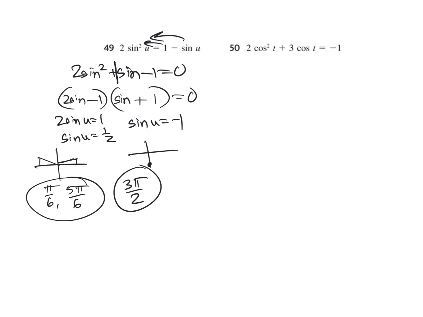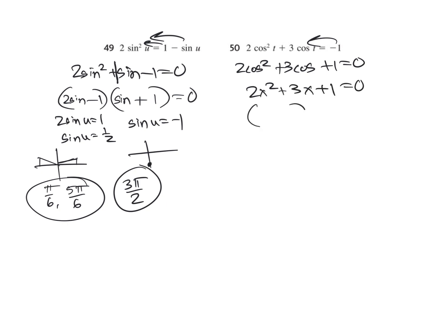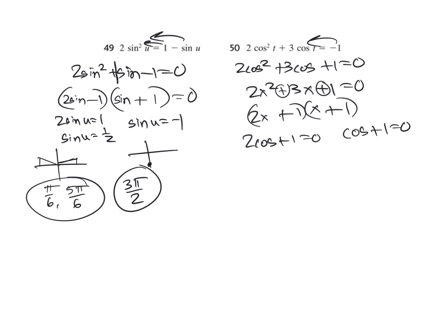Now 50, move this over, we get 2 cosine squared plus 3 cosine plus 1 equals 0. So think of it this way: if you're struggling with the trig function, how would you factor that? 2x and x and 1 and 1. That's both pluses, so that's a no-brainer. They have to both be pluses then there. Okay, so that's the same thing as saying 2 cosine plus 1 equals 0, or cosine plus 1 equals 0.